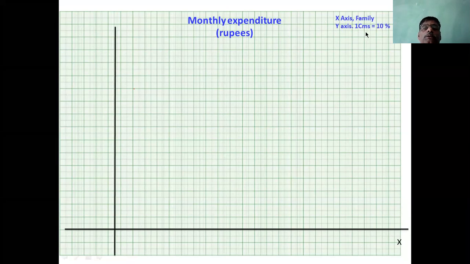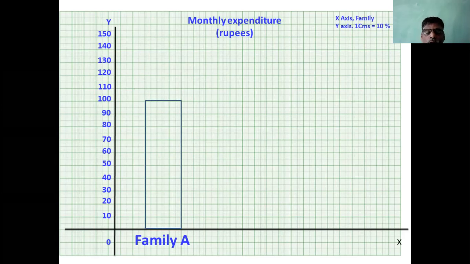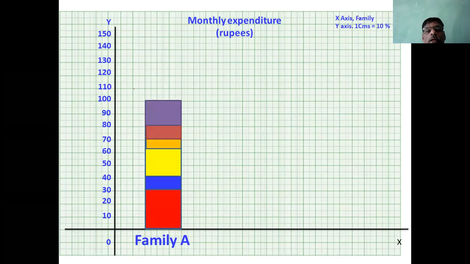X-axis family, y-axis 1 centimeter is equal to 10 percentage. 10, 20, 30, 40, 50, 80, like this. 100% is enough. I have given values, but you write up to 100 only in a percentage bar diagram. Family A is 100%. Family A expenditure is 100% total. This is to be divided into component basis percentage. First percentage 30, second cumulative, third cumulative, fourth cumulative, fifth cumulative, sixth cumulative. Like this, you have to mark and fill the colors.